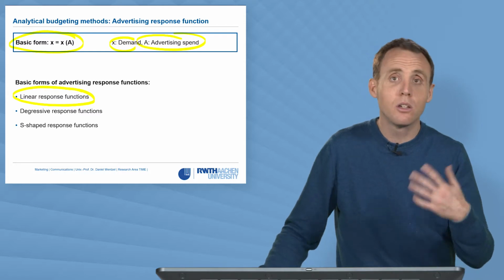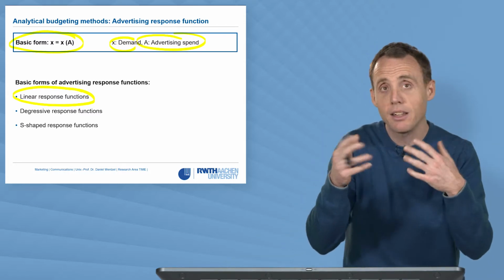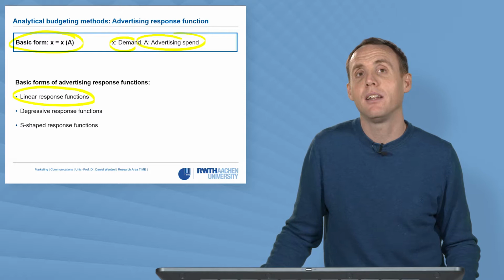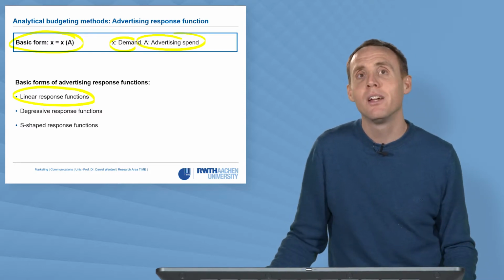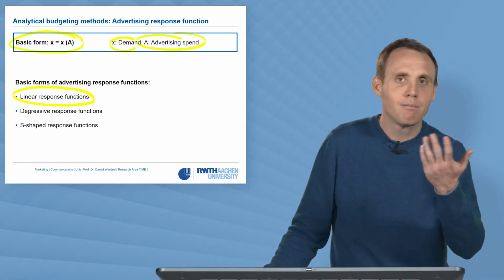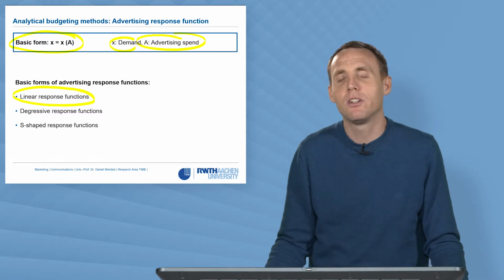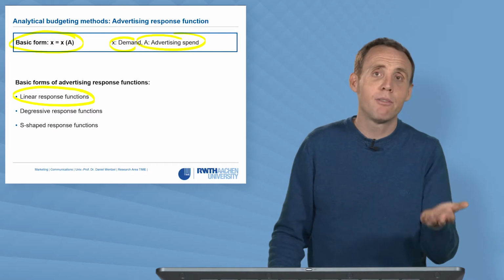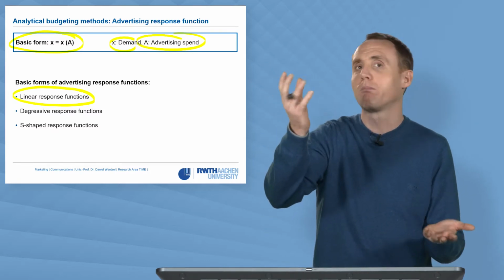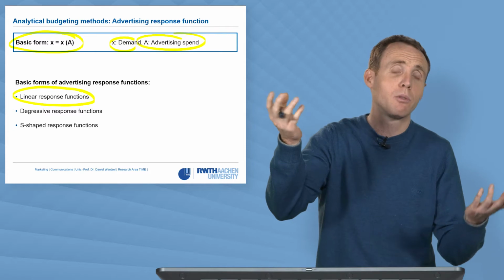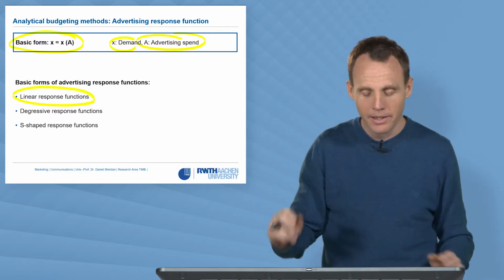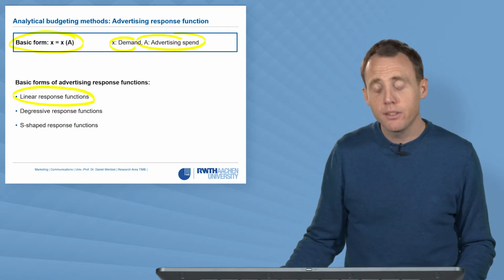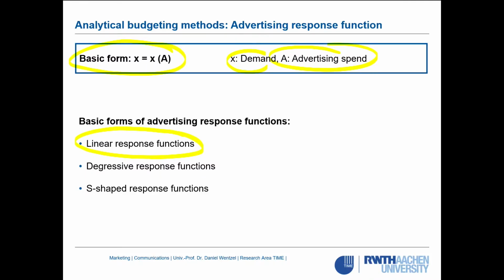Linear functions are good because they're pretty easy to handle in terms of the calculations and assessing slopes and so forth. But in an advertising context, a linear response function is not realistic, right? Because it would mean the more I advertise, the more I sell, and this is in principle at least limitless. Of course, this doesn't make a lot of sense. What's more realistic to assume is either a digressive response function or an S-shaped response function, and we're going to talk about what these mean.